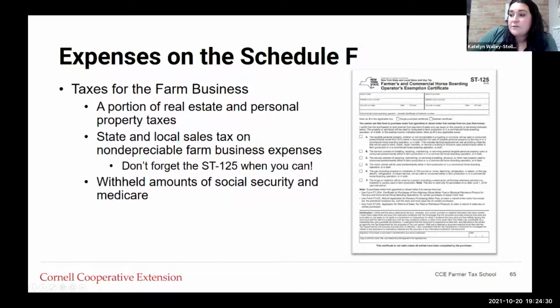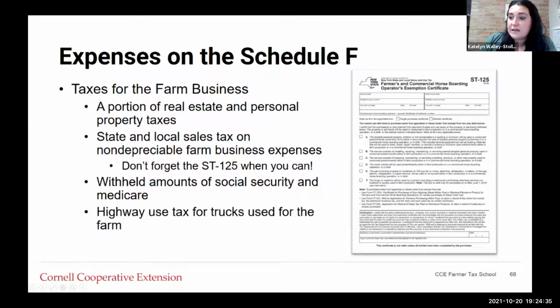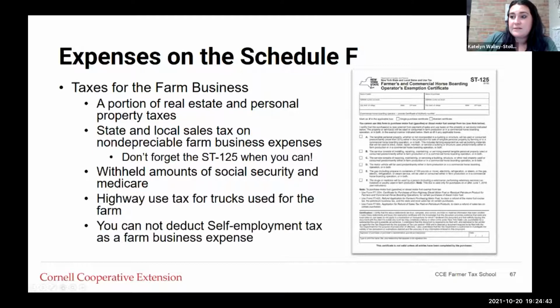Any amounts of Social Security or Medicare that you withheld on behalf of your employees can be listed as an expense. Highway use tax for your trucks that are used for the farm business can be an expense. You cannot deduct self-employment tax as a farm business expense. And this one I'm not going to touch right now because we have a few more slides later on that go even farther in depth on this.